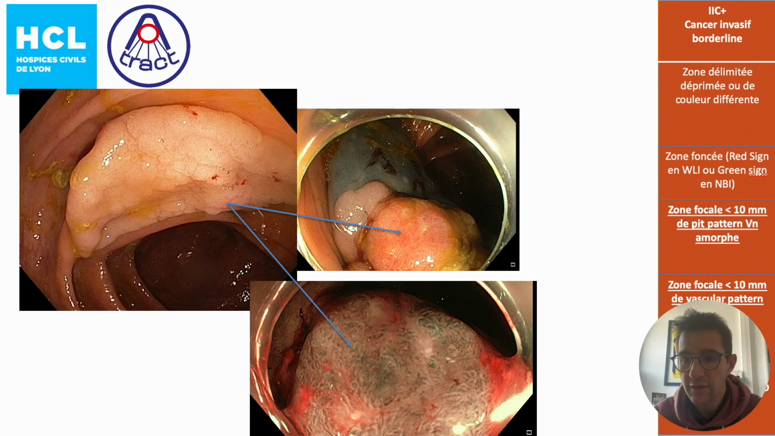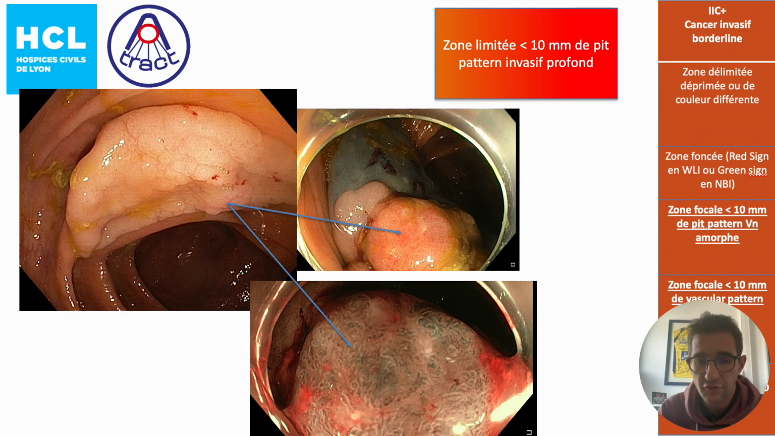So in our classification called CONNECT, we describe it as a CONNECT 2C lesion, which is a borderline cancer with an area of red or green sign with amorphous pattern, but of less than 10 millimeters, which is sometimes associated with a borderline T1 cancer that can be cured by ESD. And for these cases, we do diagnostic ESD to obtain a sample histologically and decide the further management.